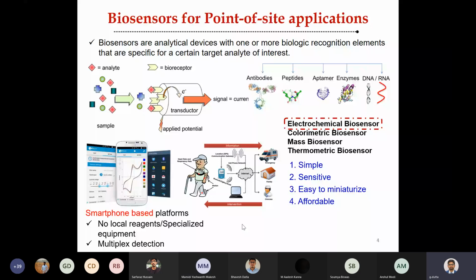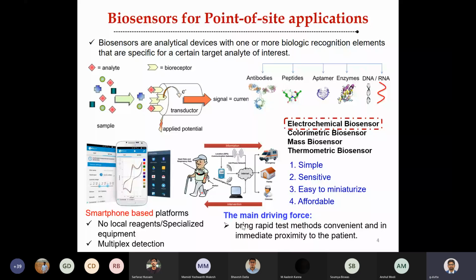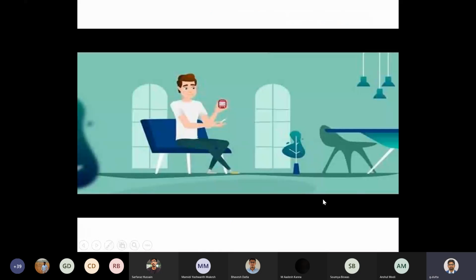See, this is our main driving force for this course. Bring the rapid test method, convenient and in immediate proximity to the patient. So how can we bring the rapid test method? It should be close to the patient.